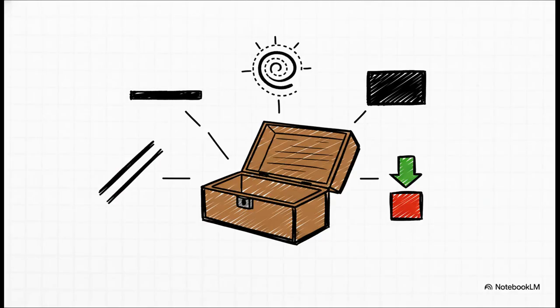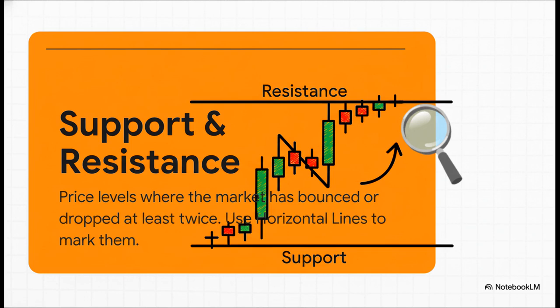And here they are. This is it. This is your core toolbox. With just these few items right here, you can do some seriously powerful technical analysis. Let's take a quick look at the most important ones. So, the most basic, fundamental concept in charting is something called support and resistance. They're just price levels where the market has struggled to break through, either on the way down or on the way up.